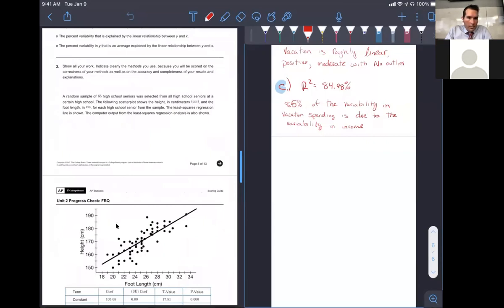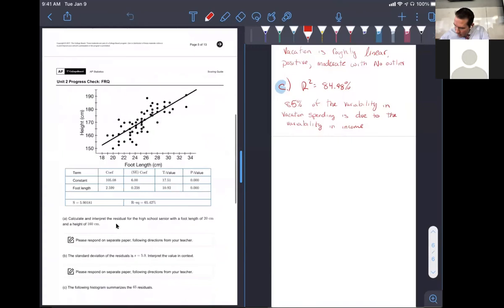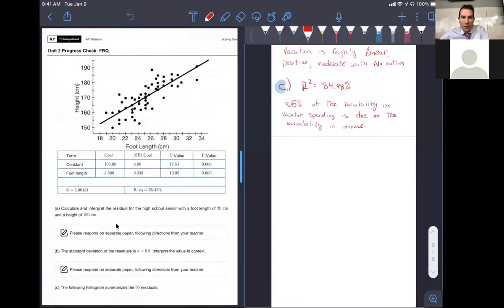So here we go. A random sample of 65 high school seniors was selected from all high school seniors of a certain high school. The following scatter plot shows the height and the foot length for each high school senior from the sample. The least squares regression line is shown. The computer output of the least squares regression analysis is also shown. Okay, so we've got some data. Calculate the residual. They love asking the residual question. For the high school senior with a foot length of 20 centimeters and a height of 160 centimeters.